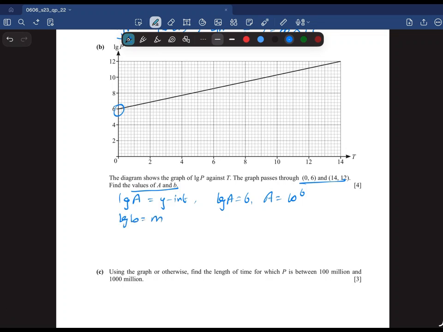lg b is equal to m, which is equal to, we can use the given coordinates, (y2 minus y1) upon (x2 minus x1), 6 upon 14, which is equal to 3 over 7. Yeah, this is the value of lg b. So b would be equal to 10 to the power 3 upon 7. Quickly writing this, a will be equal to 10 to the power 6 and b would be equal to 10 to the power 3 upon 7.